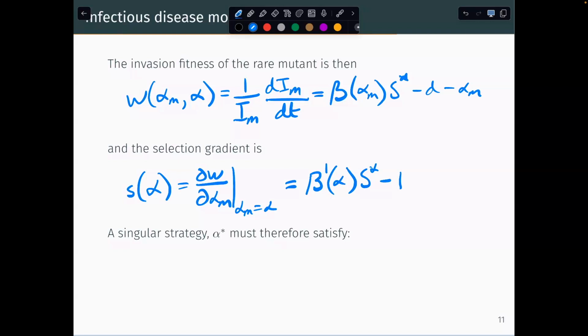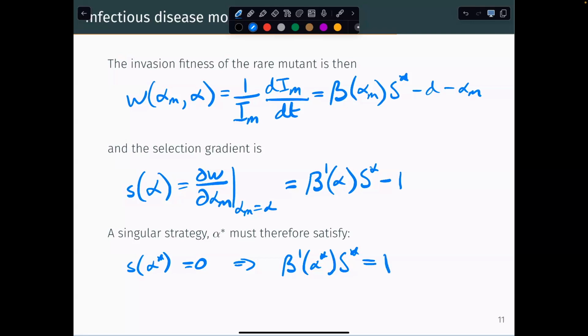Can anyone remind me, when do we get a singular strategy? Yep, selection gradient is equal to 0. So some alpha star must satisfy S of alpha star equal to 0. This occurs, therefore, when beta prime of alpha star times S star is equal to 1. Nice and simple.